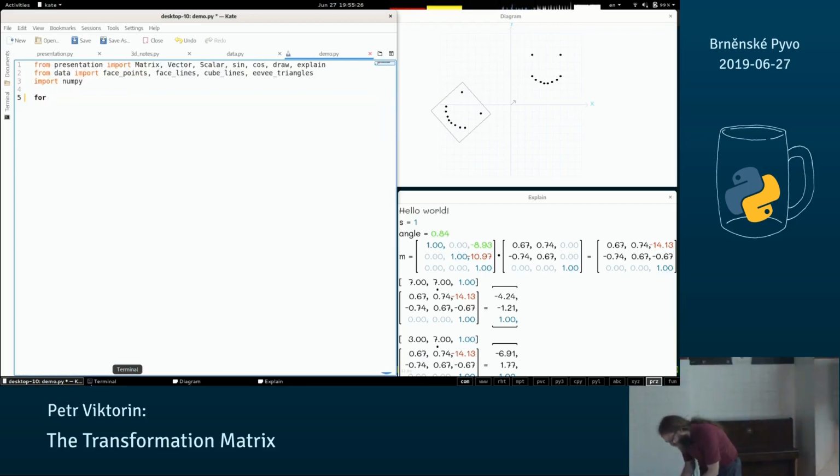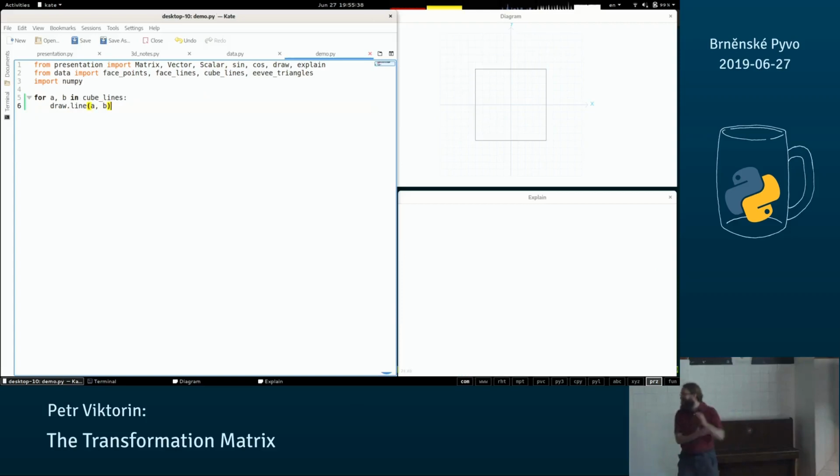And for A and B in the cube lines, I draw a line from A to B. It's a cube! Right? Well, yeah, it's a cube when you see it from the top. That's because I only show the x and y coordinates, and the z is kind of hidden. How do I change that? Rotate.